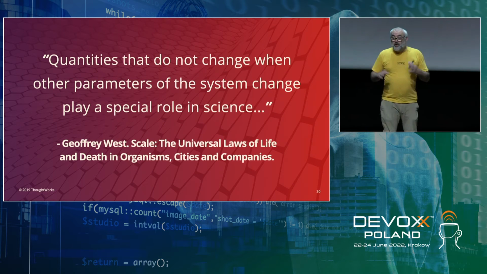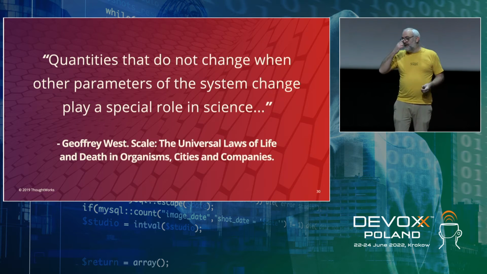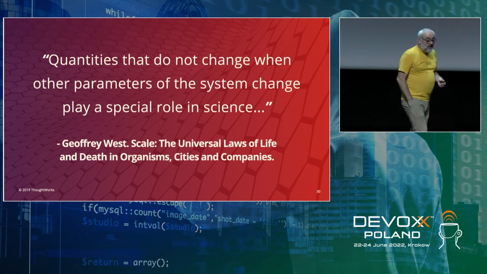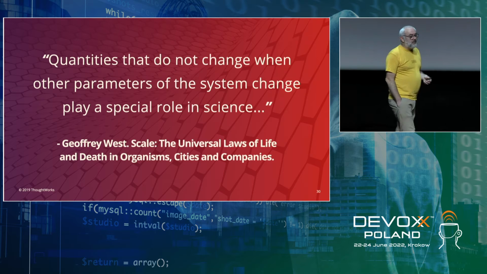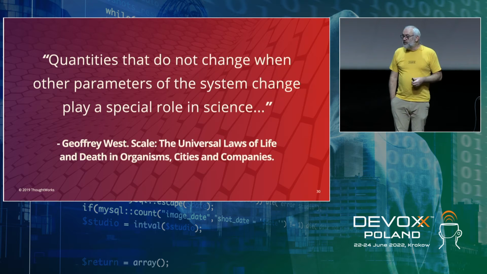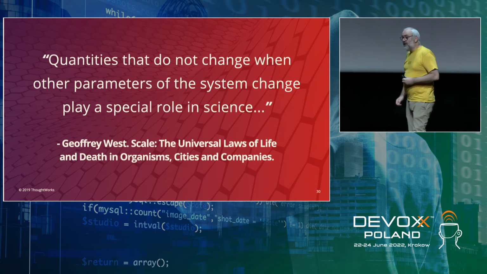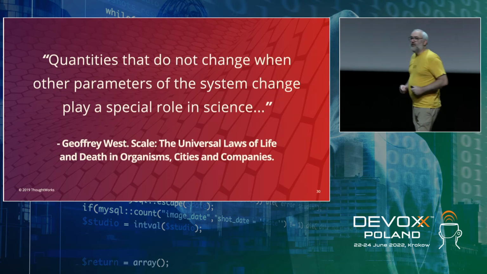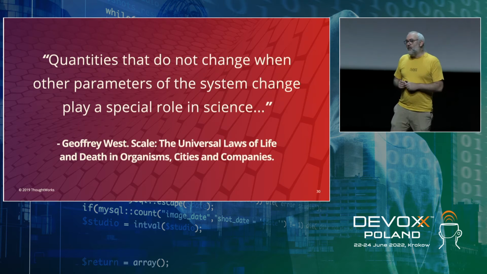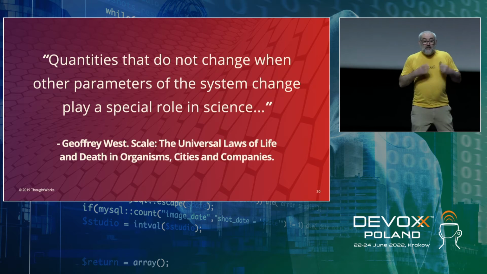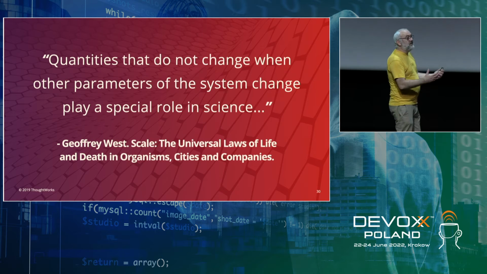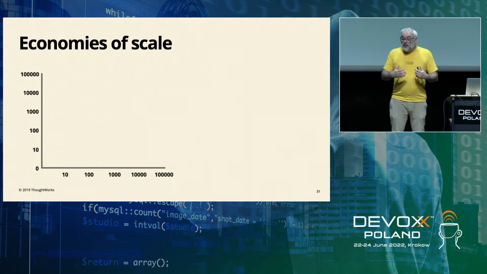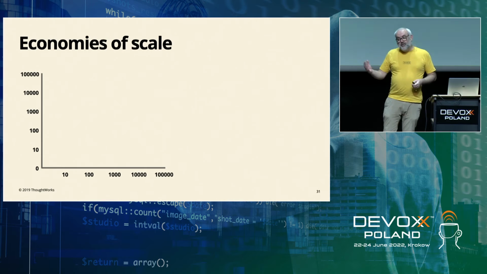Geoffrey West, in the brilliant book Scale, I recommend this, it's in the bibliography at the end of the talk, and obviously the slides will be available. He says, quantities that do not change when other parameters of the system change play a special role in science. In other words, when you see straight lines on graphs, something's going on. You should go and have a look at it. Try and work out why. And that's what the Santa Fe Institute is there for. The Santa Fe Institute is there to try and understand why these things are happening and what the cause of them is. And that's really what the rest of the talk is.